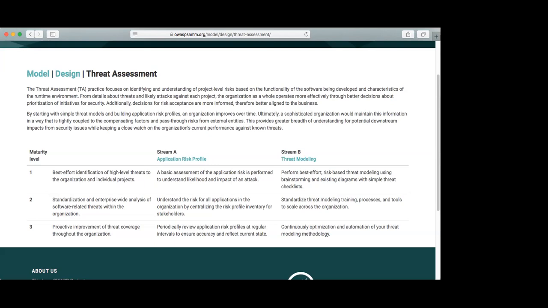So that's why everything about SAMM is meant to be tailorable to what you're concerned about, how formal your organization needs to be, and the things that are most concerning to you.